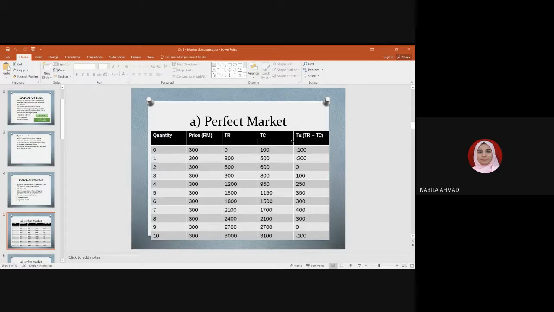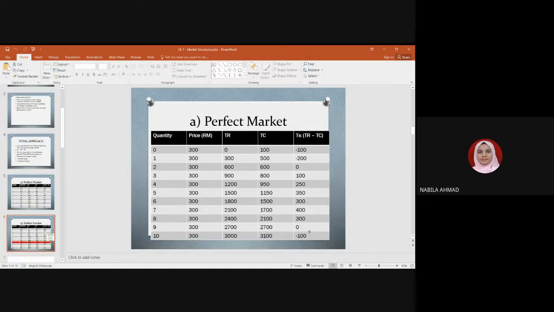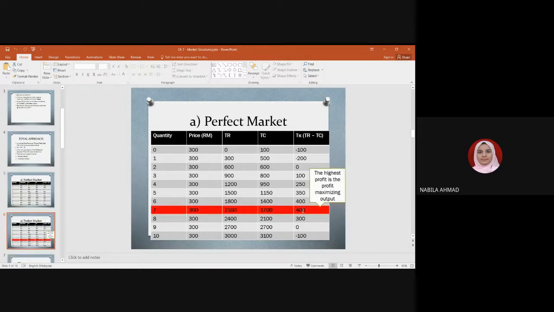So macam mana nak dapatkan profit? Total revenue minus total cost. Dapatlah total profit. Right? So di manakah profit yang maksimum? So profit maksimum, ya, at 400 ringgit, di mana price adalah 300, quantity adalah 7. So kita boleh sebut equilibrium price atau equilibrium quantity ataupun profit maximizing price, profit maximizing quantity. So profit maximizing price adalah 300, profit maximizing quantity adalah 7 units.